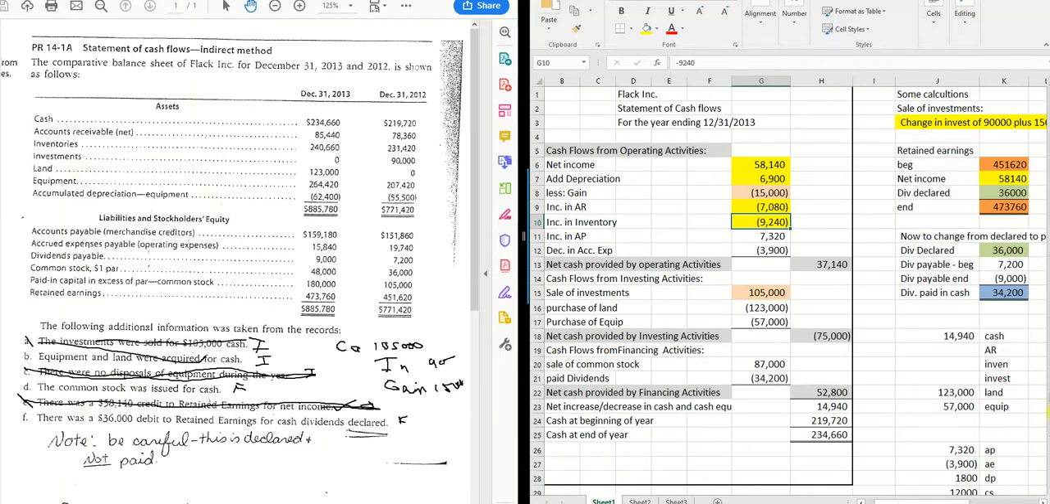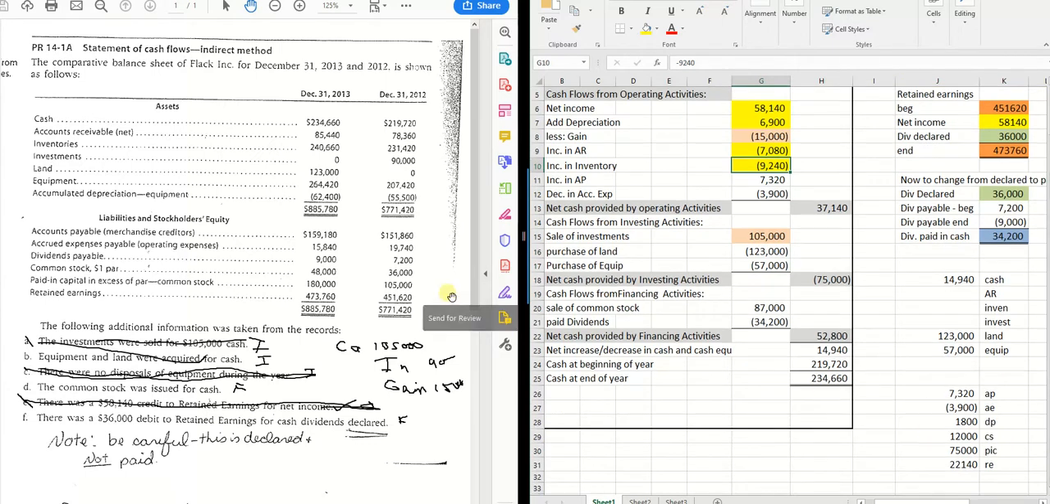I go down to my current liabilities. I have accounts payable changed by 7,320, and I see it went up, and current liabilities go the same direction. They go the same direction because if accounts payable went up, I have more cash because I haven't paid them yet. So my cash is high since I haven't paid them. My next one is accrued expenses. Accrued expenses changed by 3,900, and it went from 19 to 50, so it decreased, so I subtract them.